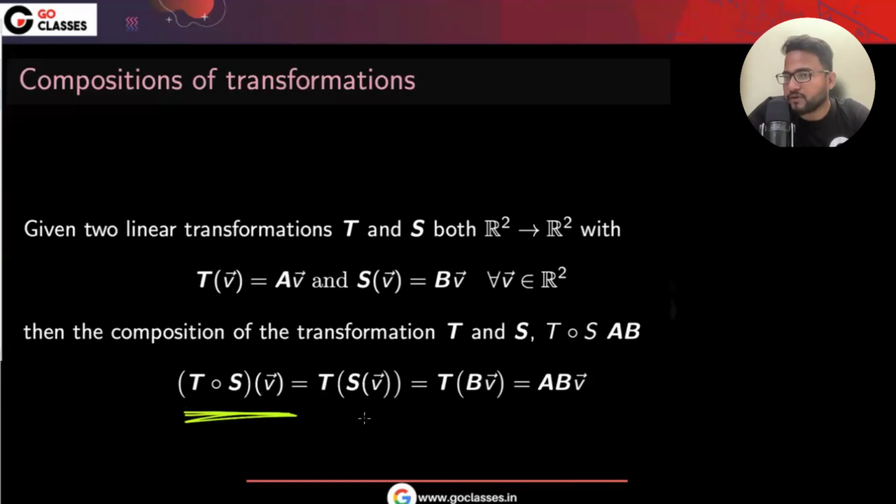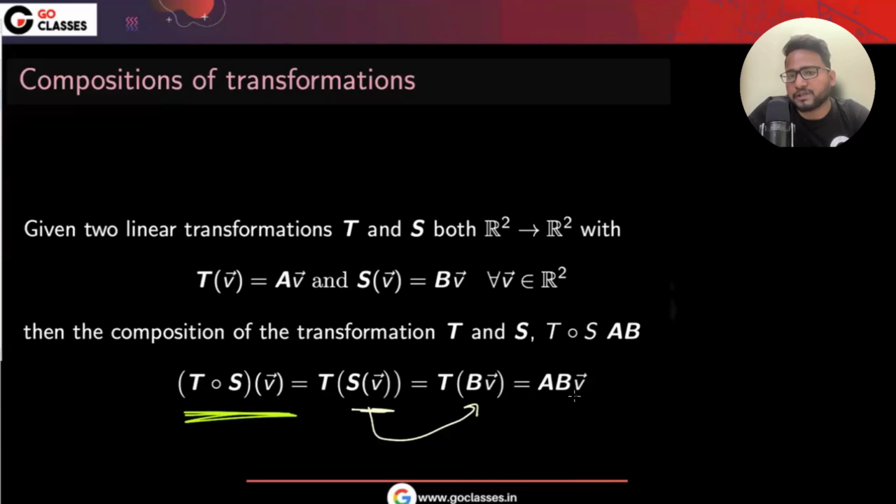then you tell me, are you doing S first or T first? You're doing S first, right? So instead of S(v) you can write Bv, because S corresponds to B, and then if you take the whole linear transformation of this vector, you need to multiply by A, right? Then it will be ABv.